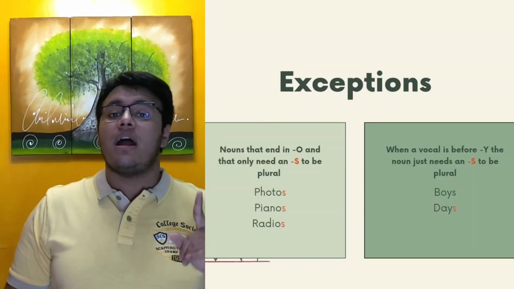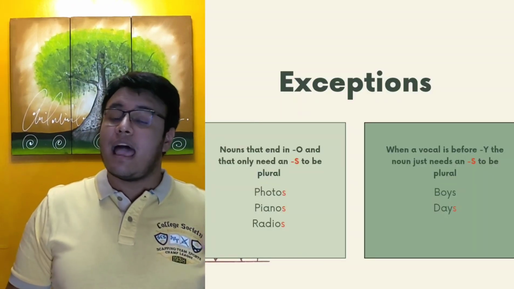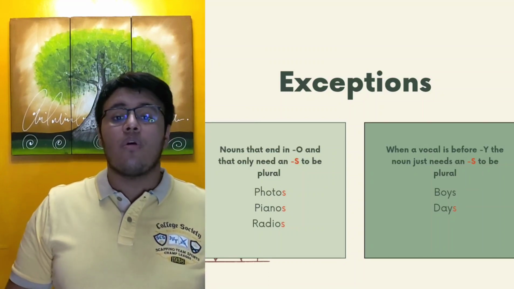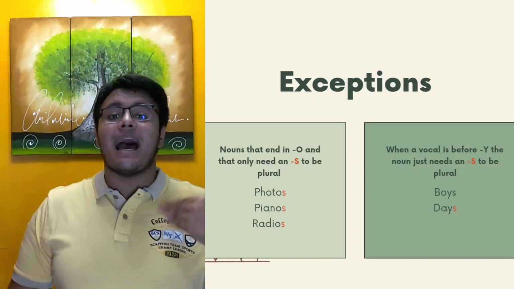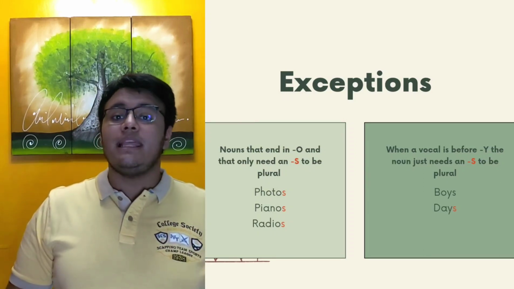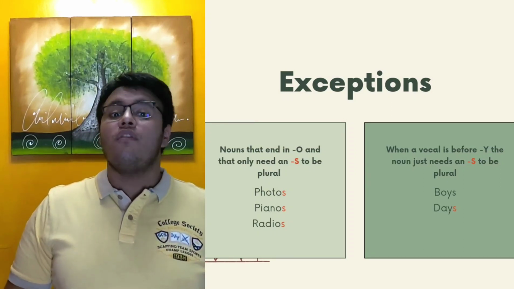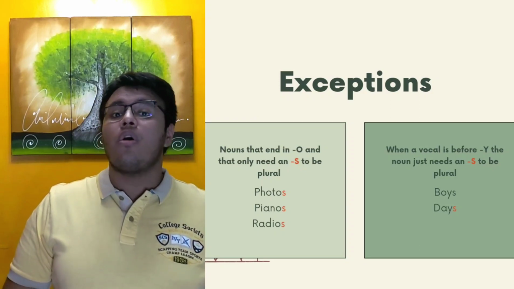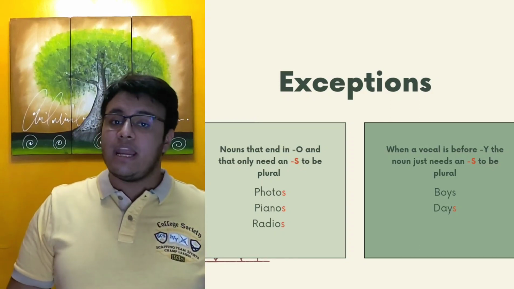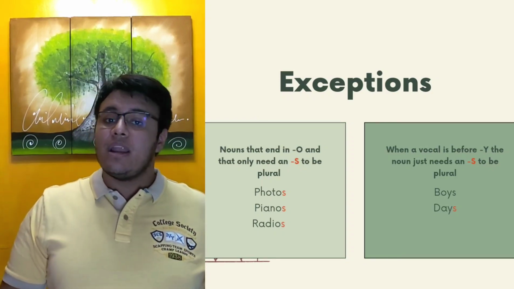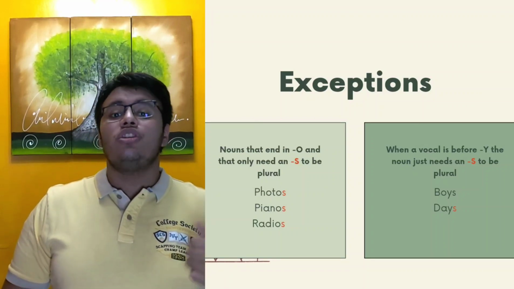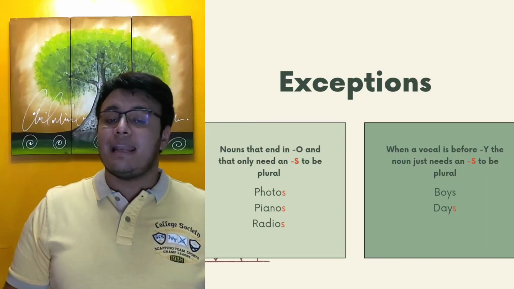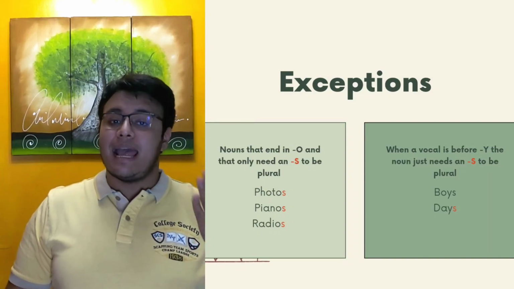But there are nouns that don't follow the rules that I have mentioned. For example, there are words that even though they end in O, we don't need to add an ES. We only need to add an S. For example, photo, photos, radio, radios, piano, pianos. As you can see, we don't add ES, we only add an S.